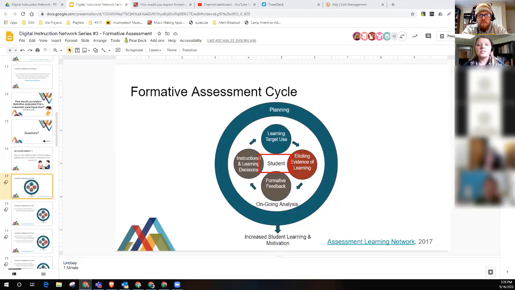And the reason I bring this up is because one big misconception about formative assessment is that it is a thing, when really formative assessment is a process. And you'll see that in this cycle, this process, students are at the center. And that's for a really important reason. We acknowledge that student relationships are a huge precursor to effective formative assessment for a variety of reasons.